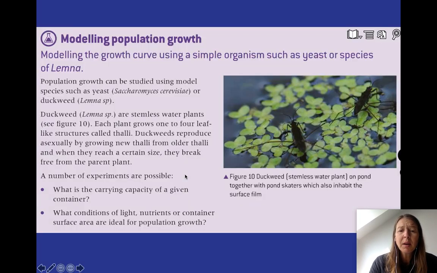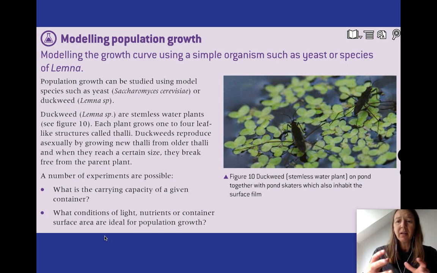And if you were to manipulate a variable, you could change the size of the container. You could add more or less nutrients, change the amount of light, or the color of light. There's a lot of different ways that you can manipulate different variables. You could have some cups that are under dimmer light, and some under brighter light. It could be the number of light hours. You could use UV. So there's a lot of different things you can manipulate. It's a pretty good lab.